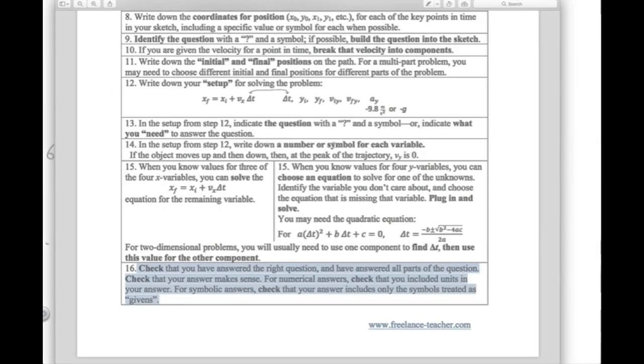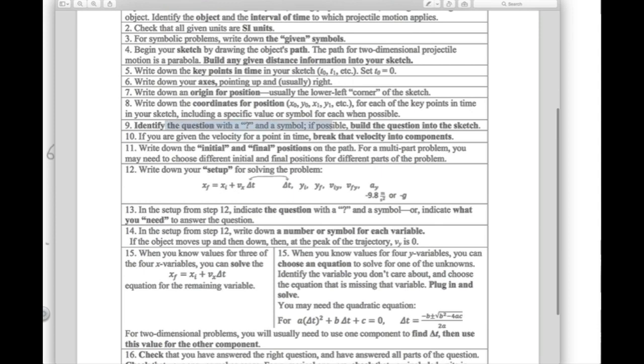So we can just write that like this, but we do need a time subscript for the y component because the vertical velocity is constantly changing, being changed by gravity during projectile motion. All right, so as usual for each new part of the problem, try to identify the question and build that into the sketch, if possible, with an appropriate symbol. So we did this step.